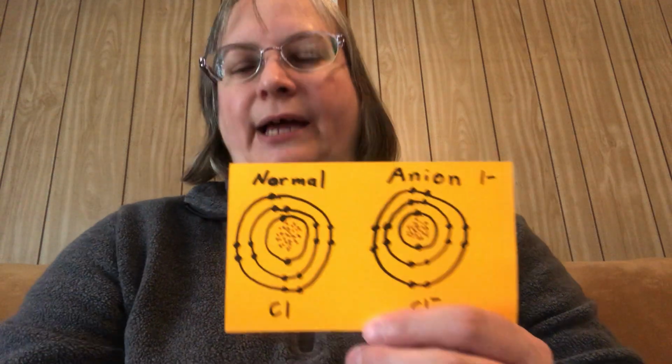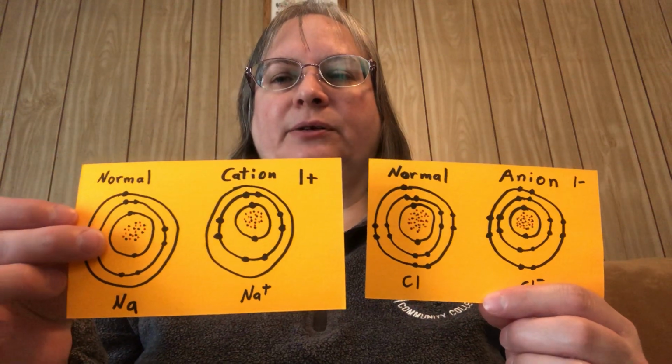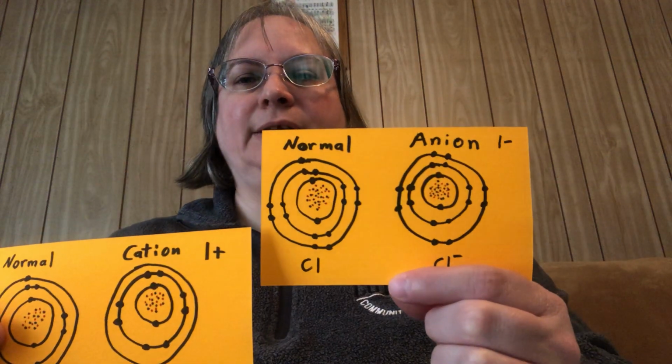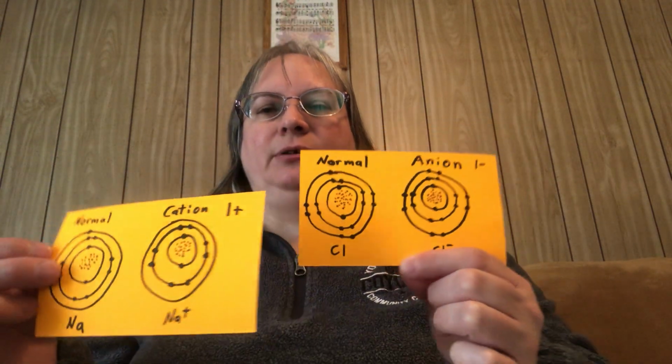All right, so that is ions. You have your cations are positive charge, your anions are a negative charge. And we'll talk about how those go together in the next video.